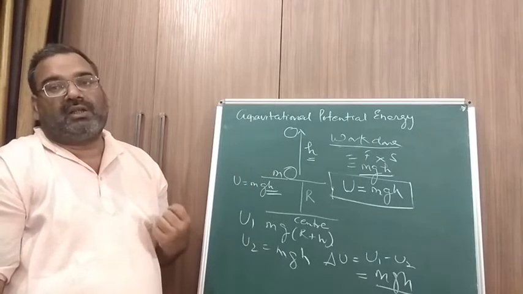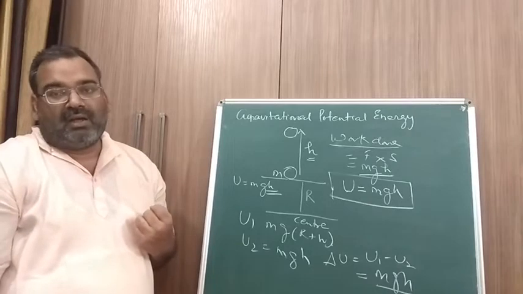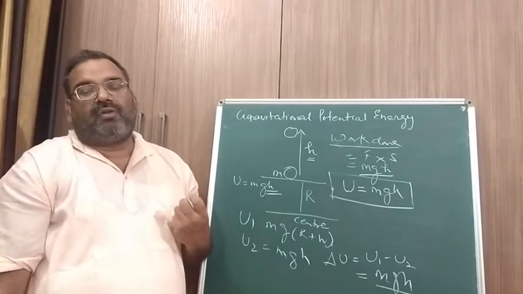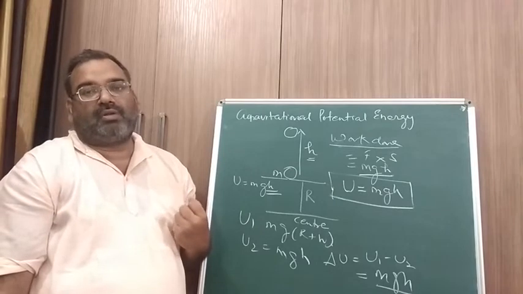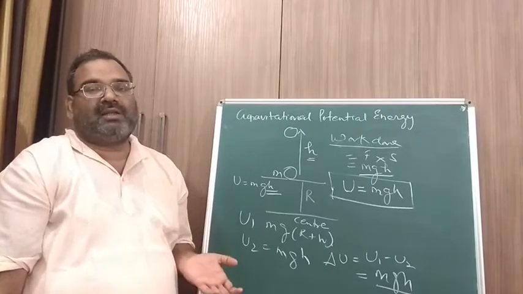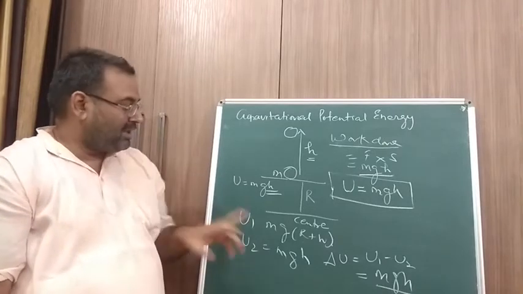Because actually the potential energy has to be measured from the center of the earth. But from the center to the surface, the same amount of work will be done for the same mass every time it is being raised to a different height from the surface of the earth. So this has been explained here.